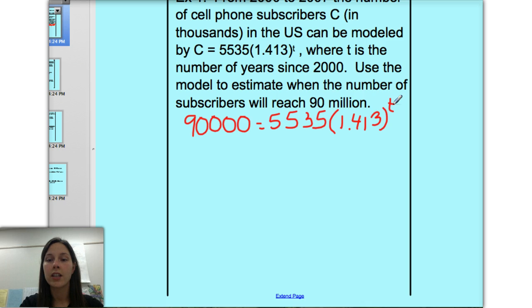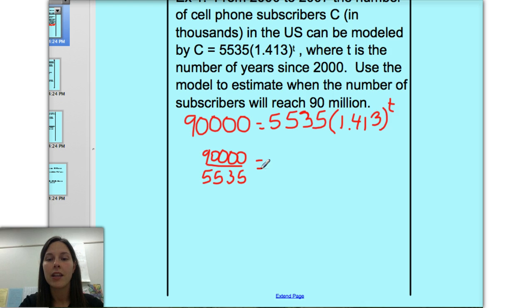So notice the variable is in the exponent. So in order to get the variable out of the exponent, we will have to use logs to solve this. So we're going to start by dividing both sides by 55.35. I would recommend not using your calculator for a decimal approximation until you absolutely have to. In this case, you can go ahead and write down that fraction.